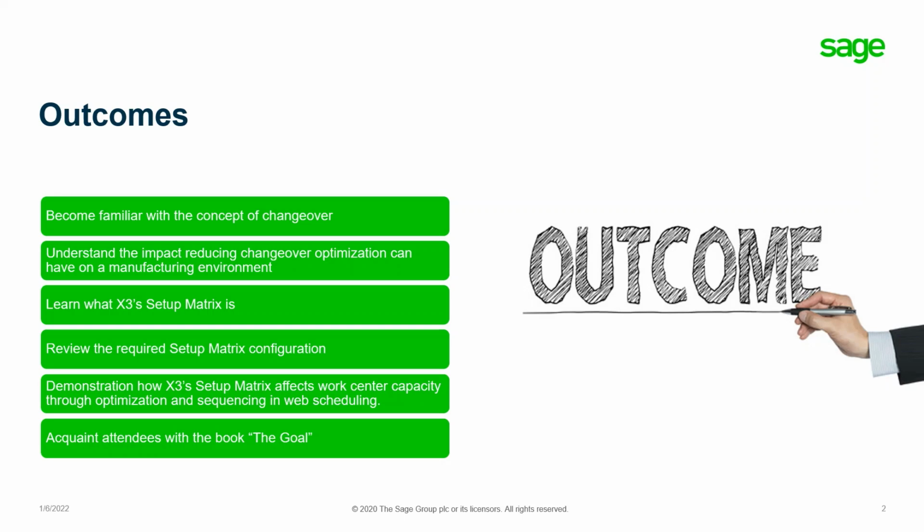I want to review the concepts of changeover and optimization and the impact they can have on your manufacturing environment. I want to introduce you to X3's new setup matrix and review the configuration necessary to enable the setup matrix functionality. I want to show you how the setup matrix configuration translates into the grouping and optimization available within web scheduling, and how that can affect your manufacturing efficiency, capacity utilization, and throughput. Finally, I want to introduce you to the book, The Goal, which outlines the theory of constraints and delves deeper into the concepts we discussed today.